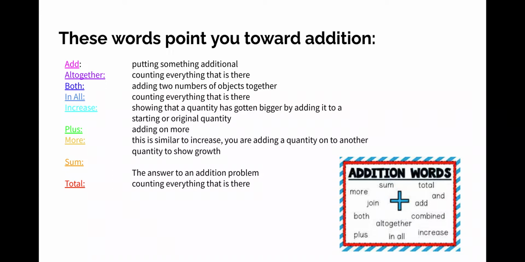So, let's talk about add. Add is putting something additional onto our original amount. Altogether is counting everything that is there. Both means you're adding two numbers of objects together or two quantities. In all, again, is counting everything that is there. Increase is showing that a quantity has gotten bigger by adding it to a starting or original quantity. Plus is adding on more.